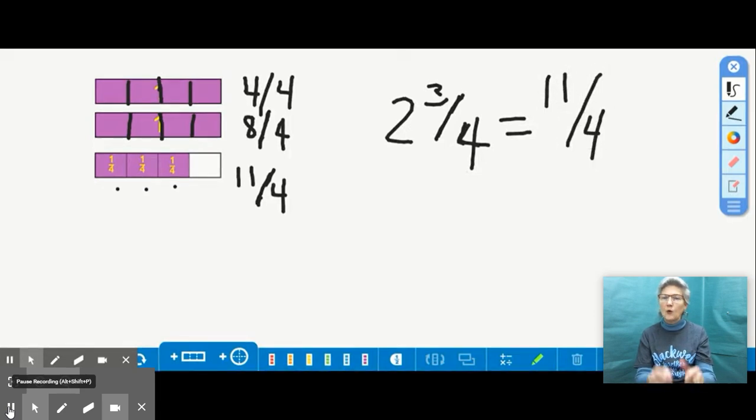When we first looked at this, we thought of it as 2 wholes plus 3/4. But then we realized, let's take our whole and break it into fourths. And we used the fact that we knew that 4 fourths was a whole. So we could multiply this 4 fourths here times 2, right? Because we had the 2 wholes. So 4 fourths times 2, because there's 2 wholes that are split into fourths.